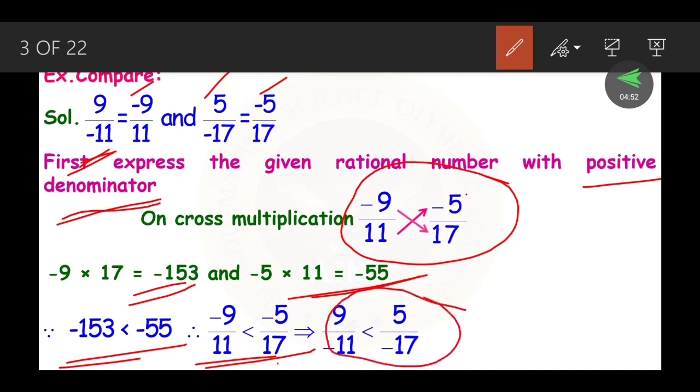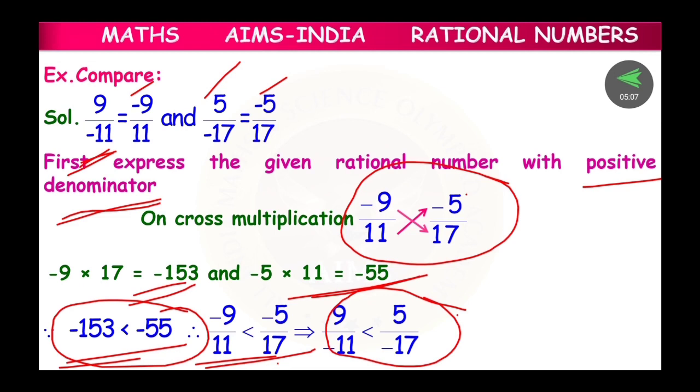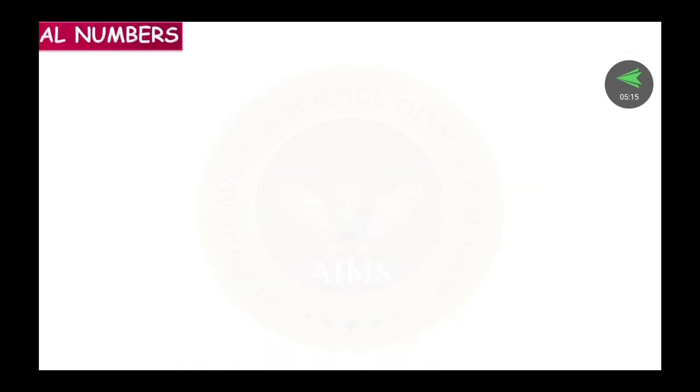So like this, with the help of cross multiplication in method 2, just by comparing the products, we can compare the given fractions. Okay, children? This is the comparison of rational numbers, method 2.